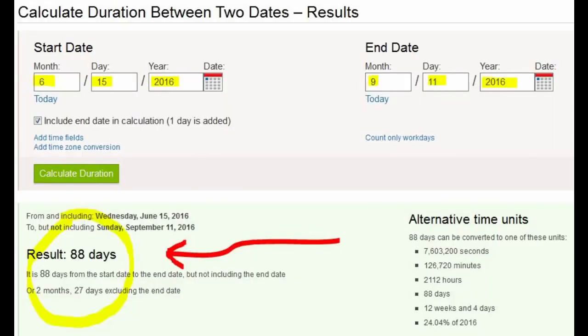And here's a clincher for you. Donald Trump's birthday, which is 6/14, and 9/11. There are actually 88 days in between those dates. So from 6/15 to 9/10 is 88 days.